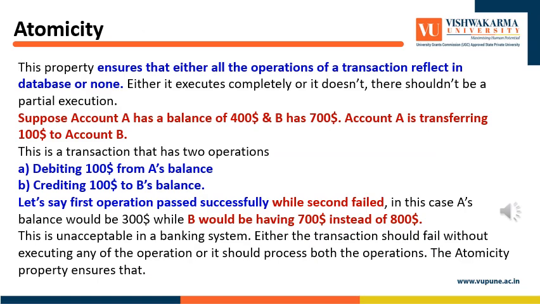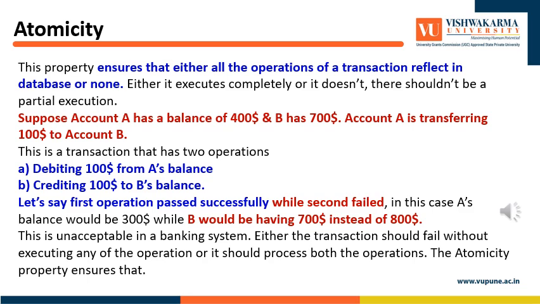Atomicity. This property ensures that either all the operations of a transaction are reflected in the database or none. Either it executes completely or it doesn't. There shouldn't be a partial execution.